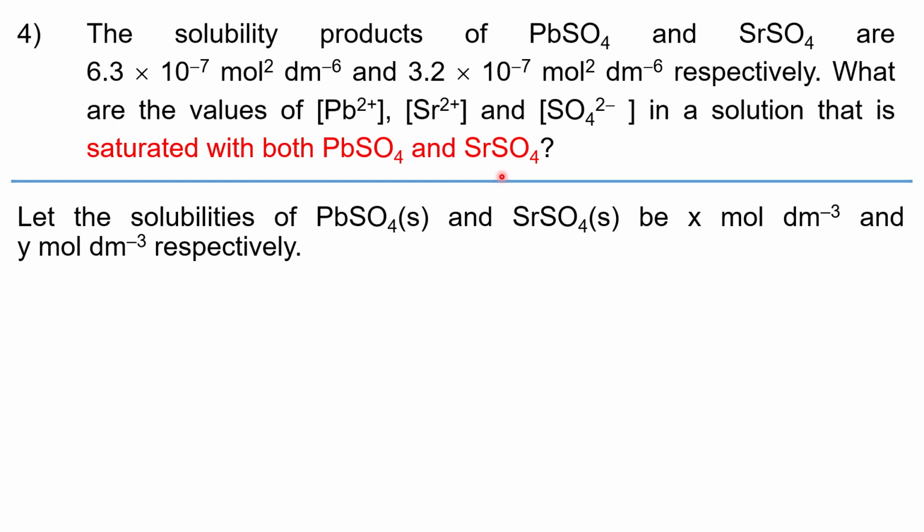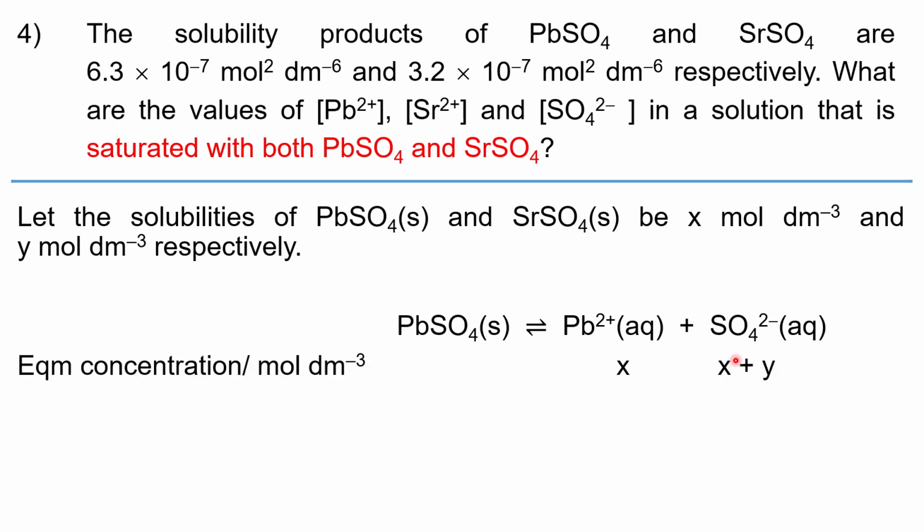So what I can do is let the unknowns be x and y respectively. For the lead sulfate, I'll let it be x. For the strontium sulfate, I'll let it be y. Okay, so you can write out the expression. All sulfates are soluble except for CLBS, which is your calcium, lead, barium, and strontium sulfates. So in this case, your lead sulfate is sparingly soluble. That's why you see a reversible arrow here, becoming Pb2+ and sulfate ions. Let it be x at equilibrium, the concentration of your lead will be x.